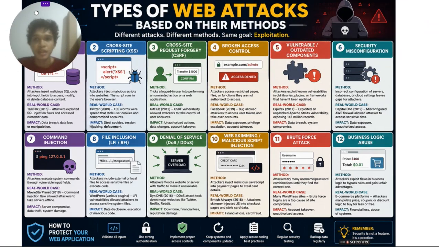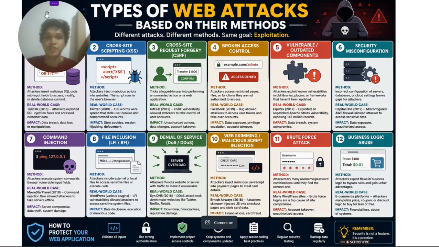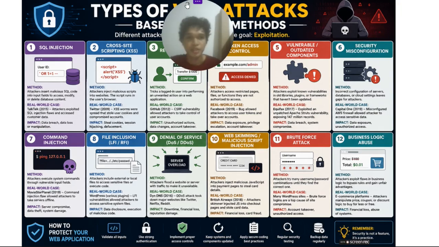And the sixth is security misconfiguration. Incorrect configuration of servers, databases, or cloud settings leaves gaps for attackers. The real world case here is Capital One in 2019. A misconfigured AWS firewall allowed attackers to access sensitive data. So the impact here is, of course, data exposure.